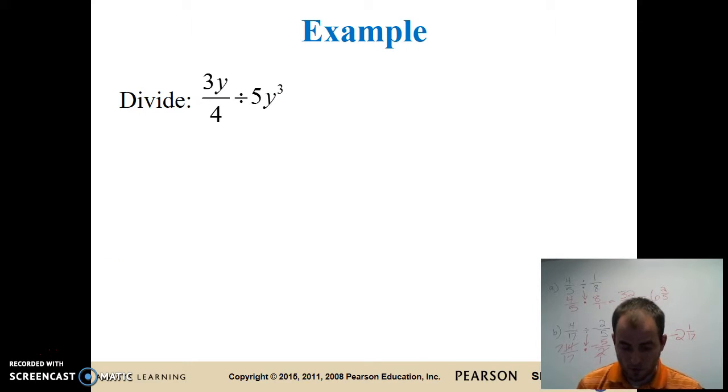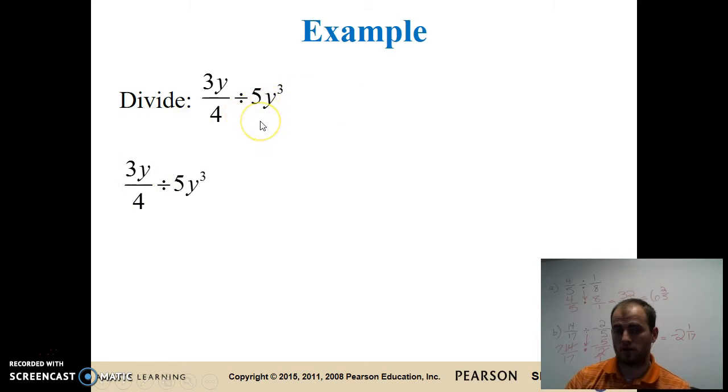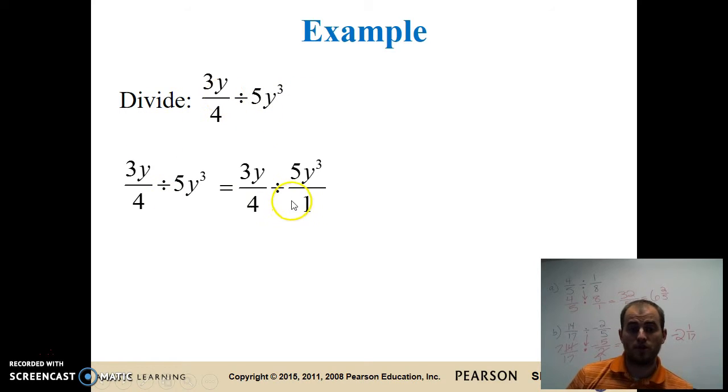Okay, so why don't you try letter C on your handout, negative 7/12 divided by negative 5/6, and bring that one into class. Letter D has letters in it, 3y over 4 divided by 5y cubed. If there's no denominator, remember it's 5y cubed over 1. So the first thing you should do is write that over 1. Okay? When you divide again, you multiply by the reciprocal of our second fraction called the divisor. Okay, so the second one flips.